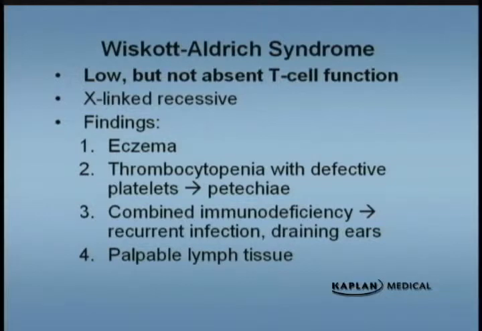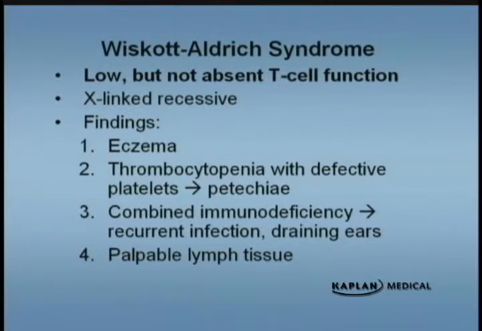The thrombocytopenia leads to petechia, so that's two skin manifestations, eczema and petechia. It's a combined immunodeficiency, so they will have recurrent infections. Look for draining ears. They will mention that in the text of the question. That's a kind of a giveaway for these children.